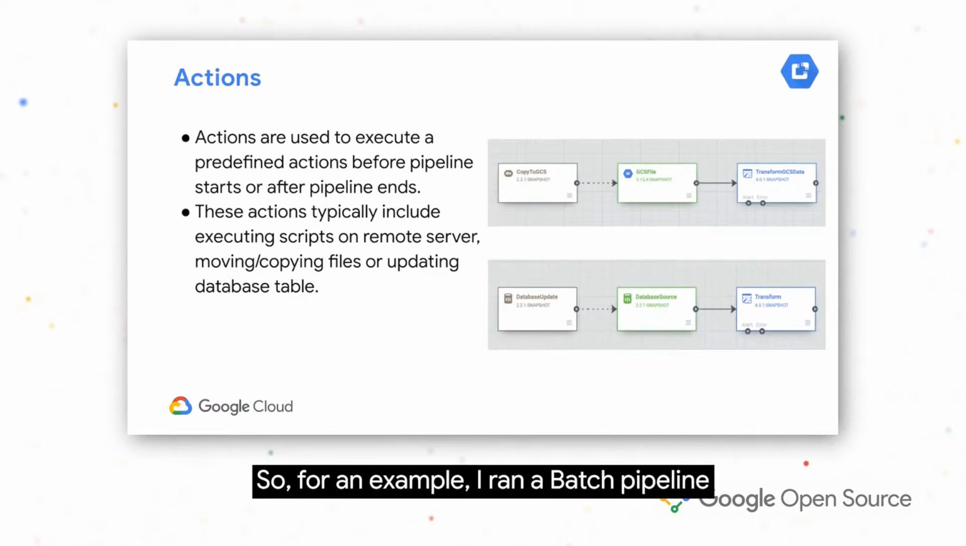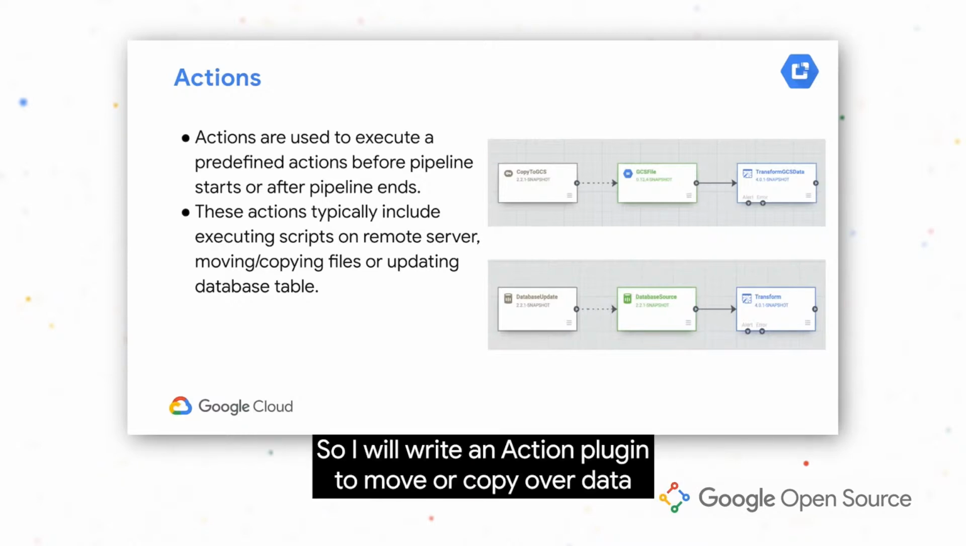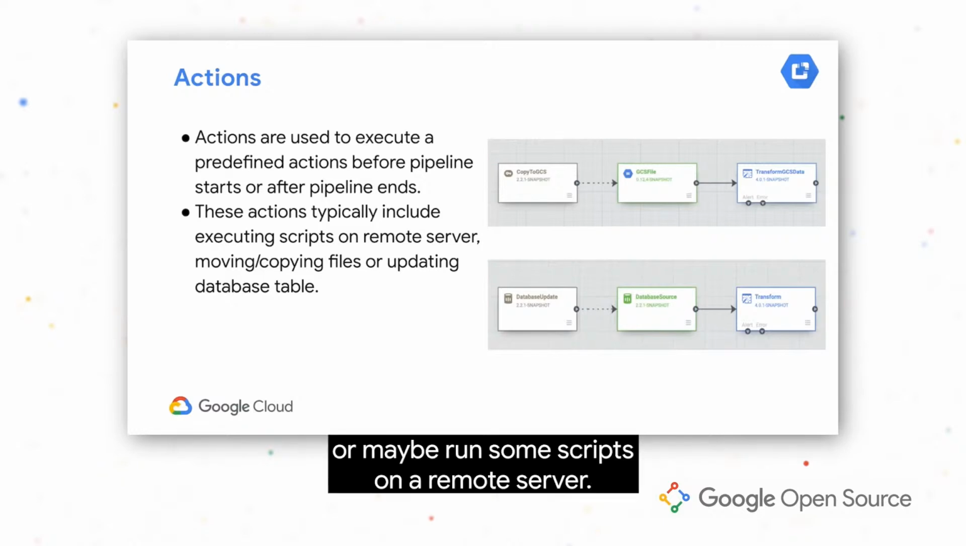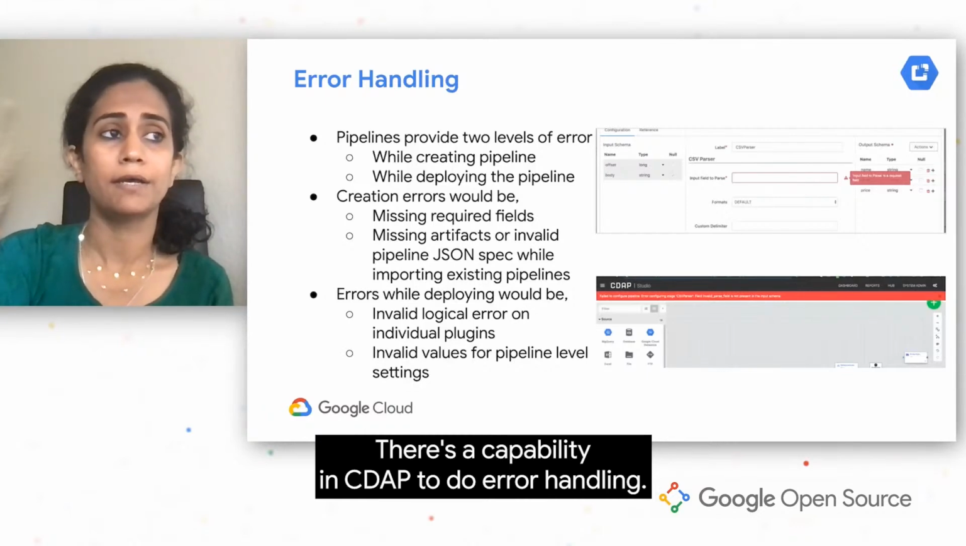For an example, I ran a batch pipeline. Now I want to move the data or the files which I already processed. So I will write an action plugin to move or copy over data, or maybe run some scripts on a remote server. This is how, there's a capability in CDAP to do error handling.